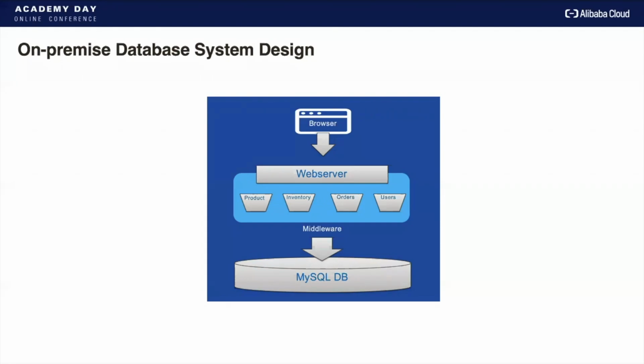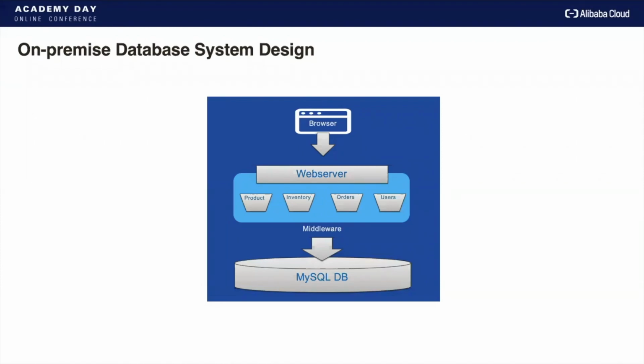As an example, this customer had a design like this when they deployed their databases on premises. They have a web server, and they have product, inventory, orders, and users processes as part of that web server backend, and those processes are writing data to an underlying MySQL database. So this is an e-commerce customer, and this was their on-prem database deployment and system design.